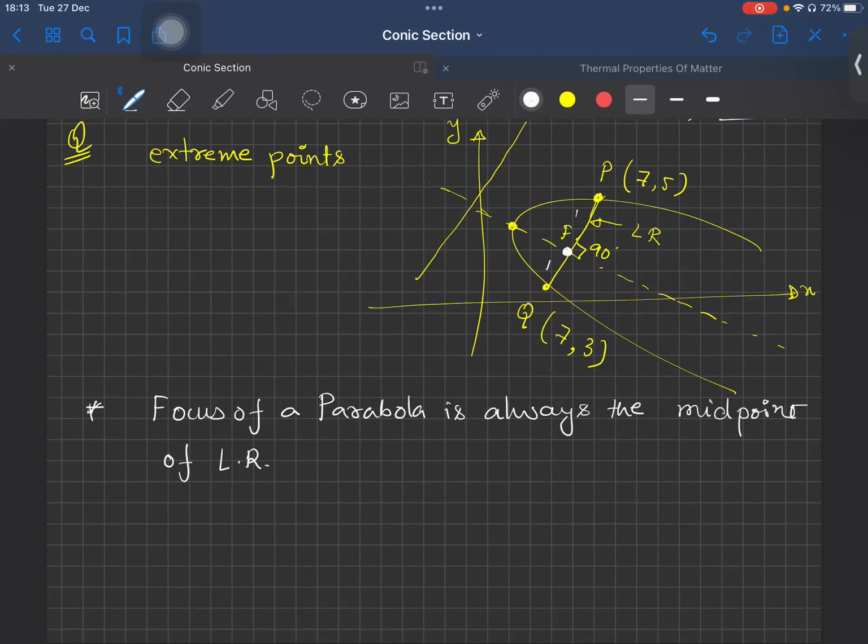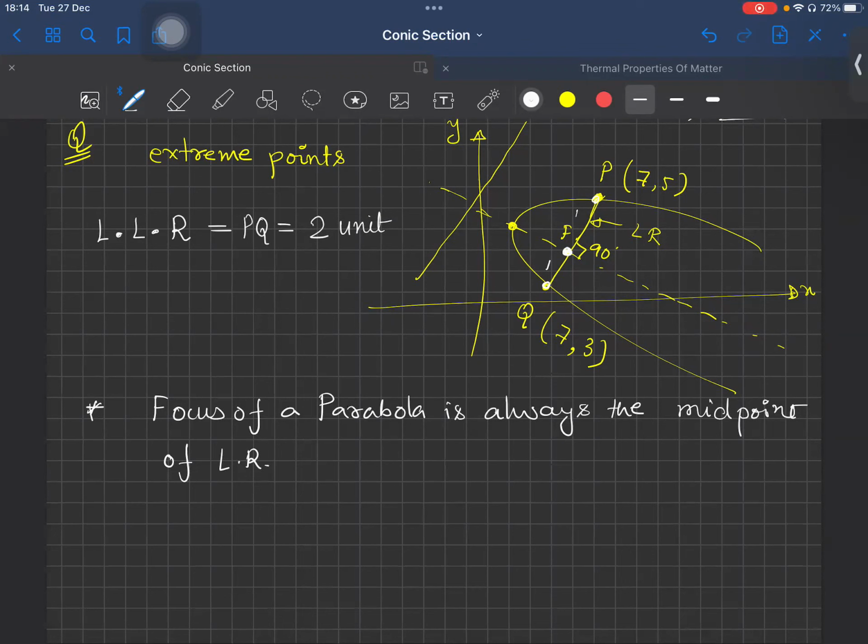What will be the length of latus rectum, anyone? Length of latus rectum. See, these are the extreme points, so you have to find the distance PQ. PQ is equal to 5 minus 3, that will be 2 units. Isn't it? Yes or no? Yes, sir. Okay.